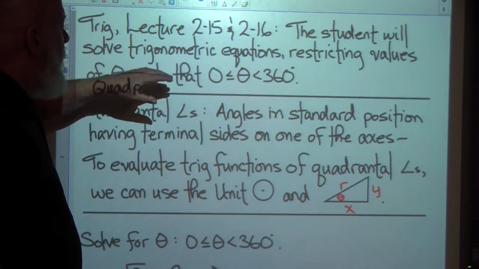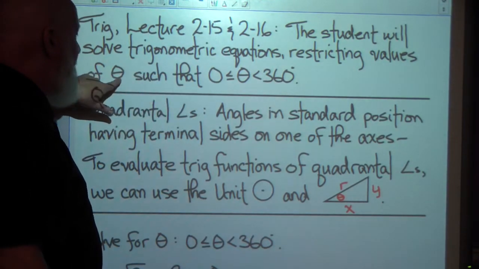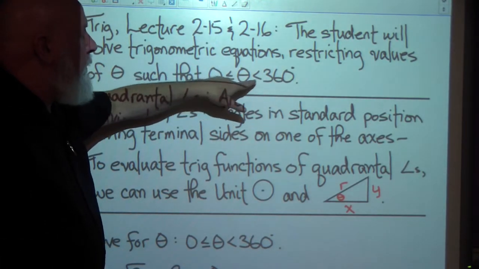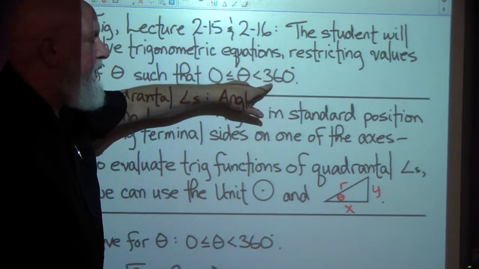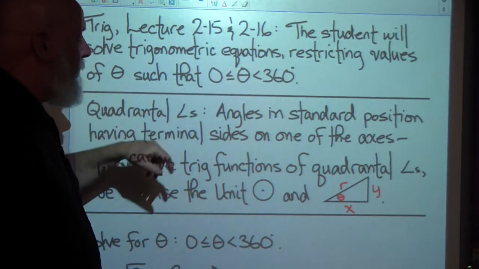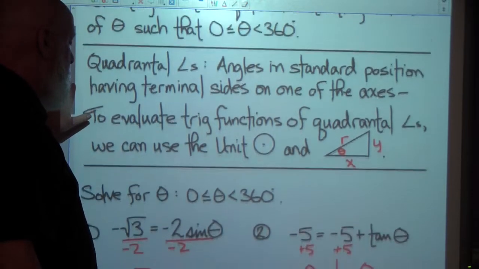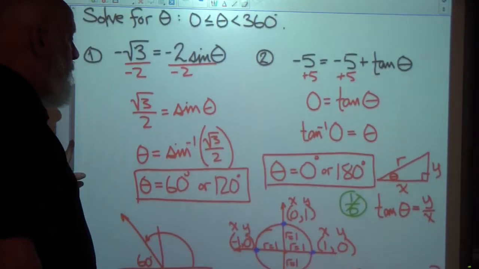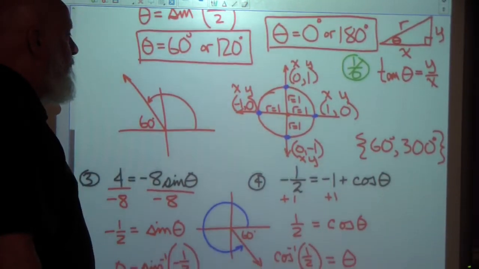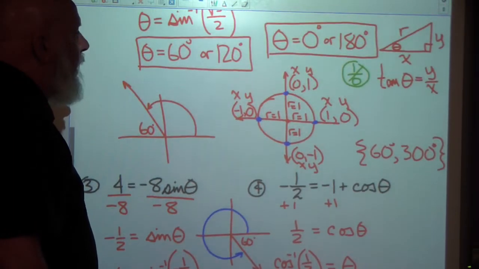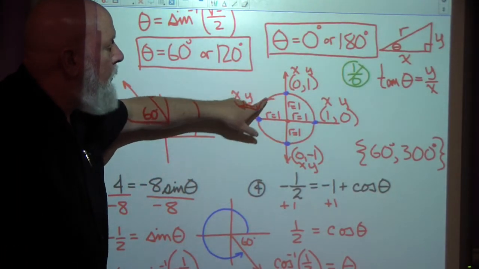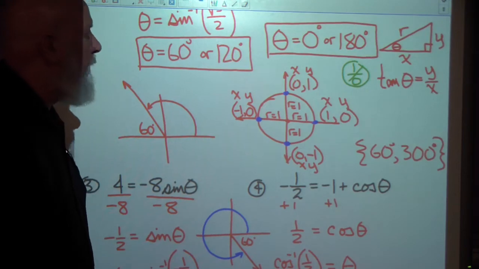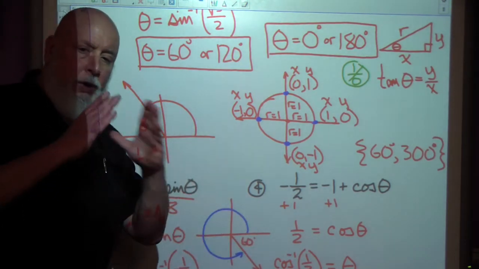Solving trigonometric equations restricting values of theta that are between 0 and 360 degrees. 360 is not included, 0 is included. Okay, so there we go. Pretty simple, straightforward stuff. We'll talk more about the unit circle before the end of the year. This is like a little introduction. You can do this.